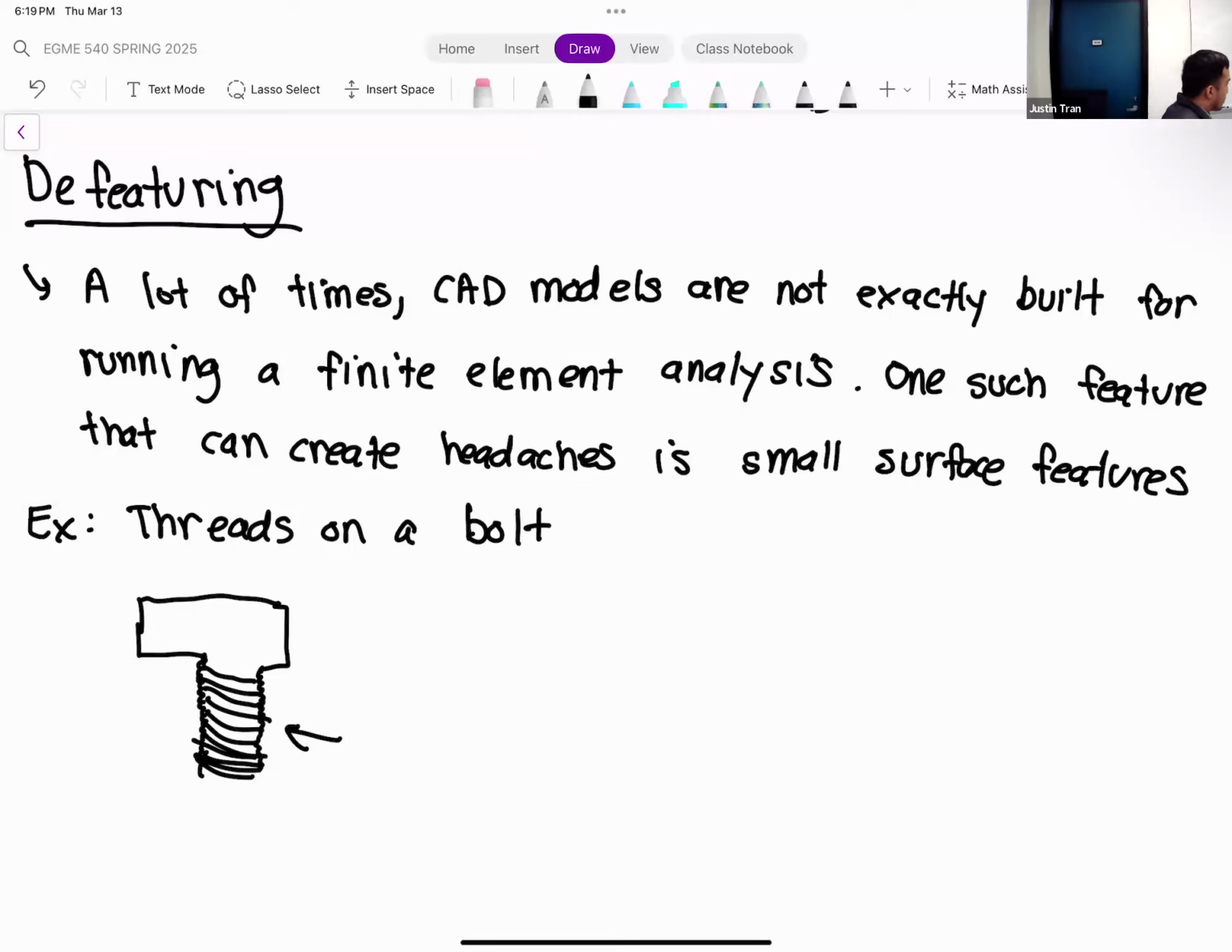Because what ANSYS is going to do is, if ANSYS sees all these little tiny ridges on your surface, it's going to try to create a mesh that's small enough to conform to all those little tiny ridges on the thread.